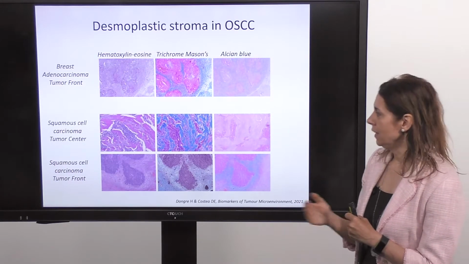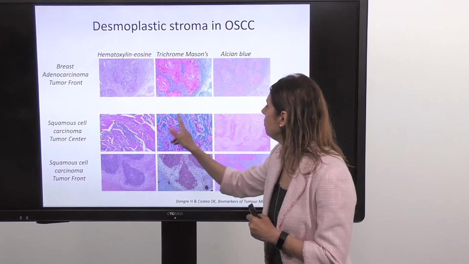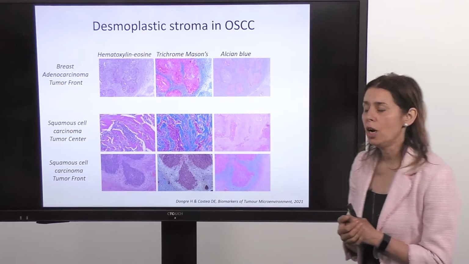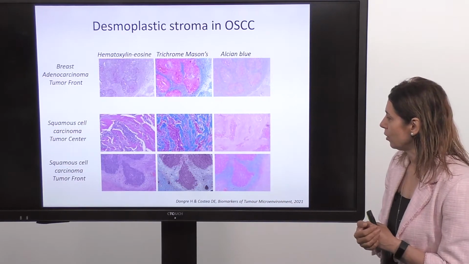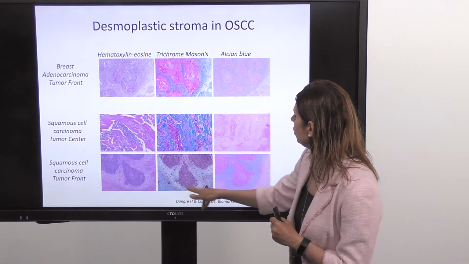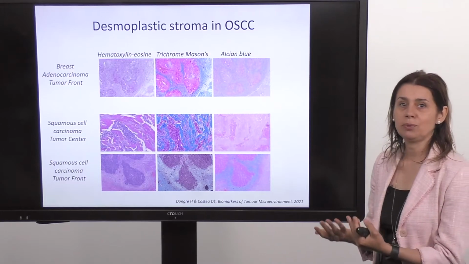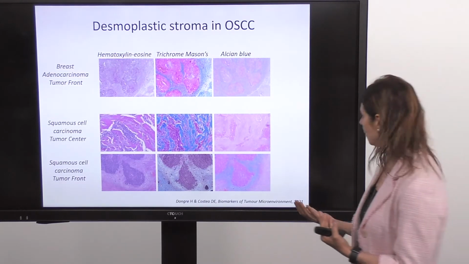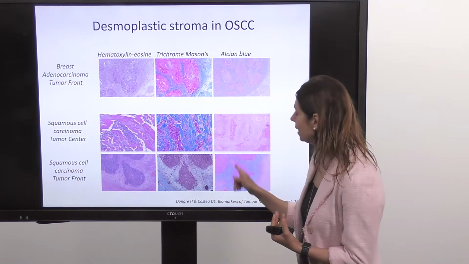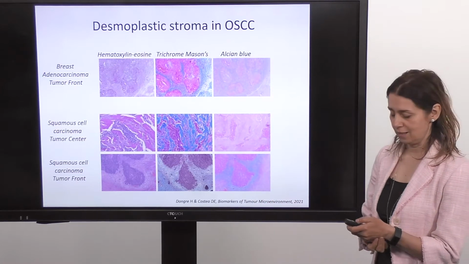But in squamous cell carcinomas, and I'm talking both about oral and vulva, what we see is that, yes, we see this fibrillary deposition, but mainly in the tumor center, while at the tumor front, as you could see in this case, for example, we don't see so much deposition of collagen, but we see deposition of ground substance. So it is a new stroma, it is a desmoplastic stroma. Here we could see that it's actually full of hyaluronic acid.